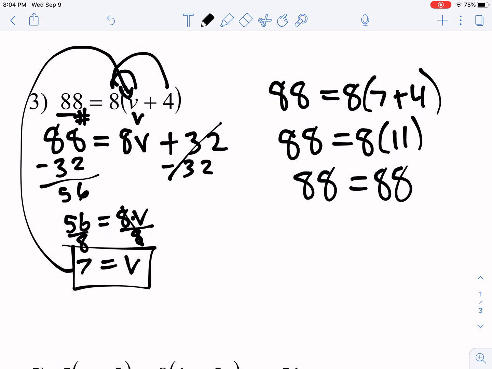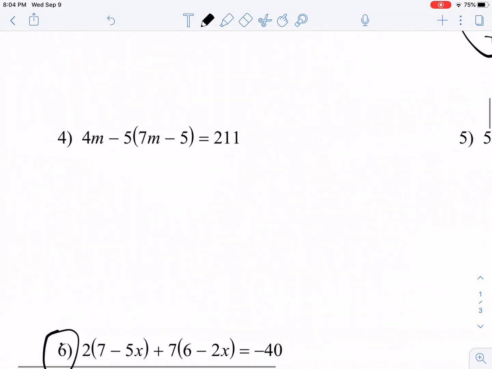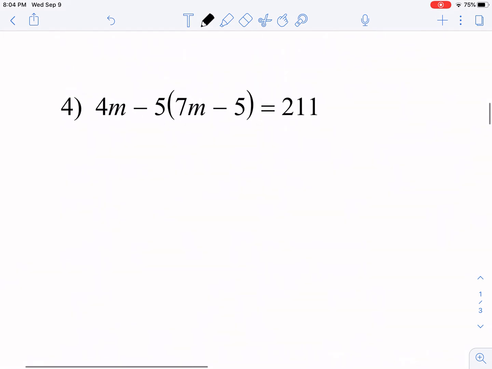Okay, so that's number 3. Number 4, again, same pattern here. Can I apply the distributive property? Yes, but be careful here. Sometimes students forget to apply this sign with it. We're not multiplying a 5 to each term. We're multiplying a negative 5 to each term, okay?